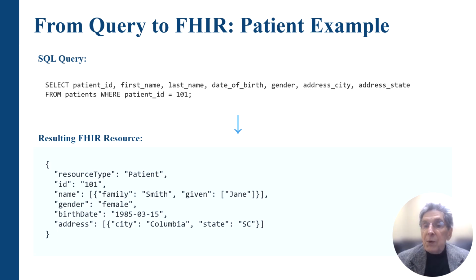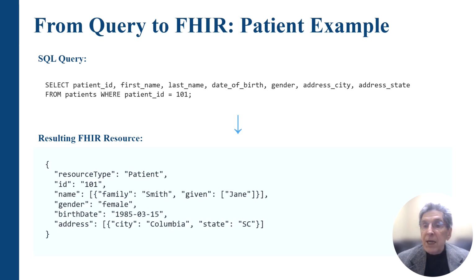You start with the SQL query. You select the patient ID, first name, last name, date of birth, gender, address city, and address state from patients where patient ID is 101. This query returns a single row with those column values for patient 101. It's tabular data, rows and columns, the relational model that you've been learning throughout the semester.